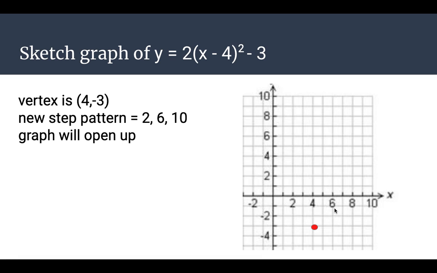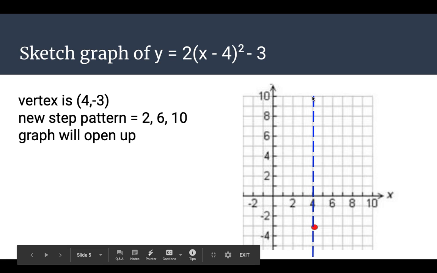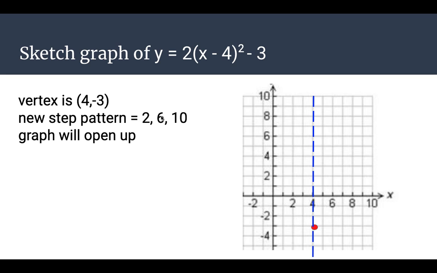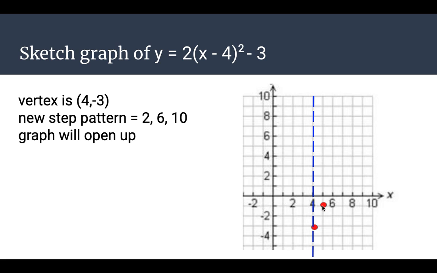Now we're going to put where the axis of symmetry is, just so that will help us plot some points. So x equals 4. I do a dotted line for the axis of symmetry. Now we're going to use the step pattern to plot additional points. So my first step is over by 1, up by 2. So if I go to the right by 1, up by 2, I'm going to put another point there.